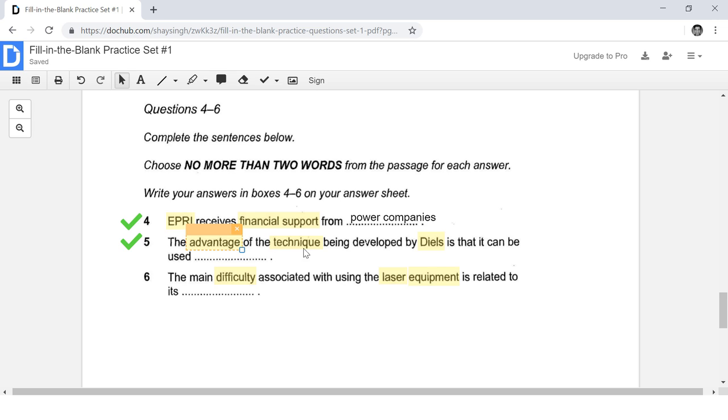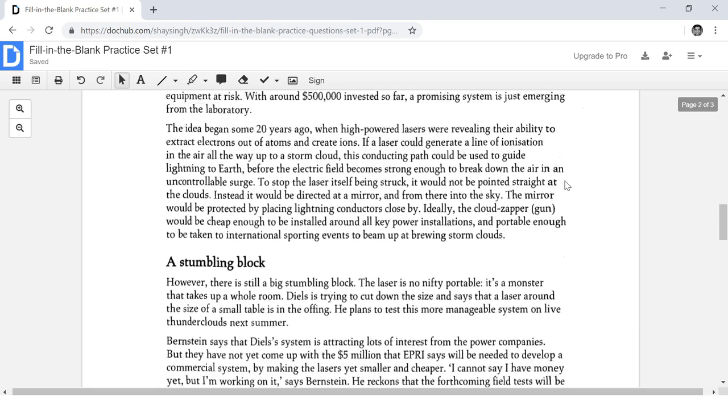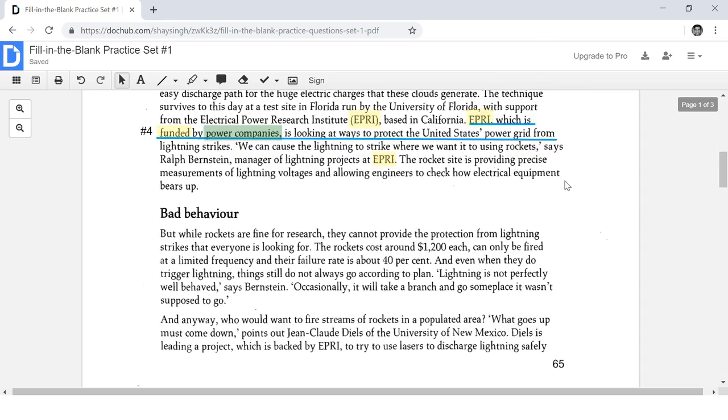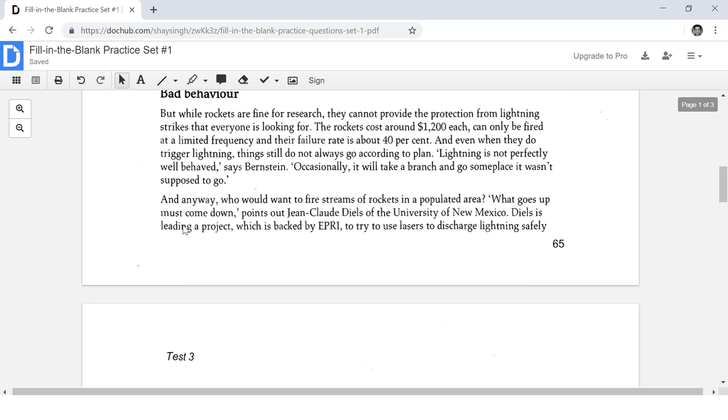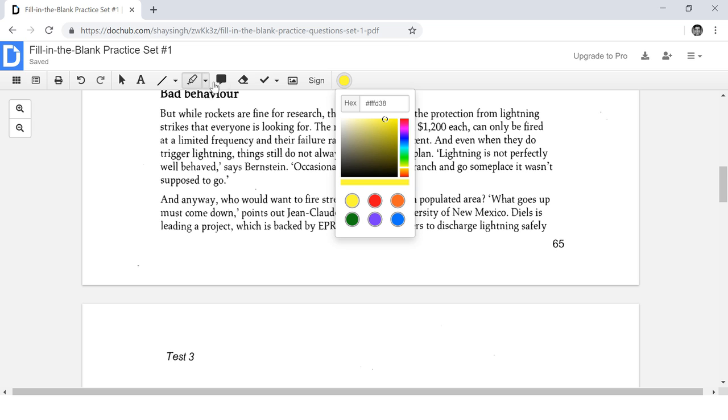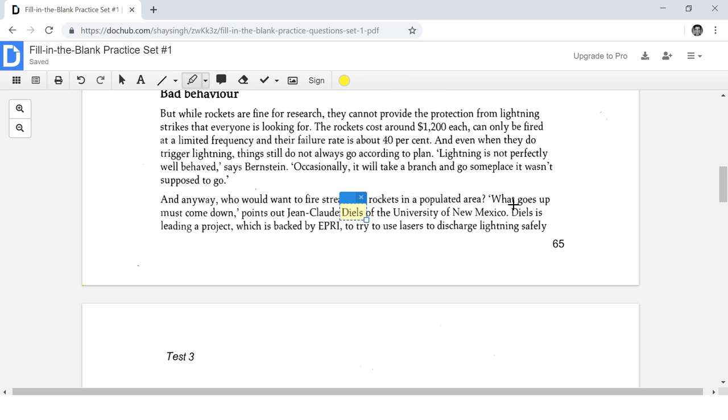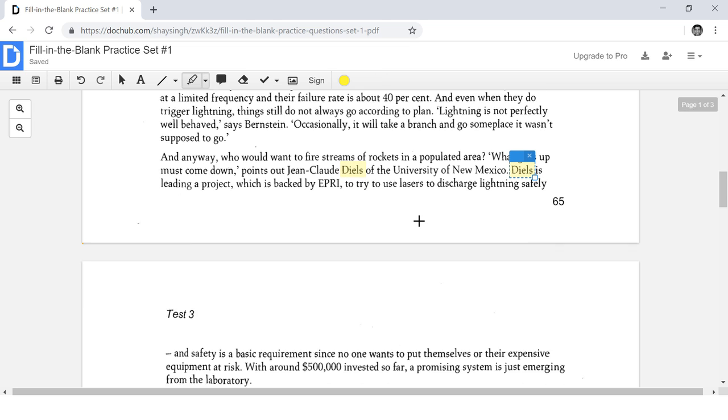So here we have our keywords advantage, technique, and DLs. So let's see if we can find any of that. Okay, I'm once again scanning. I'm not reading every single word. And right here, I see the name, DLs. So right here, we have found the name of the person, our first keyword. Here, the name appears once again.